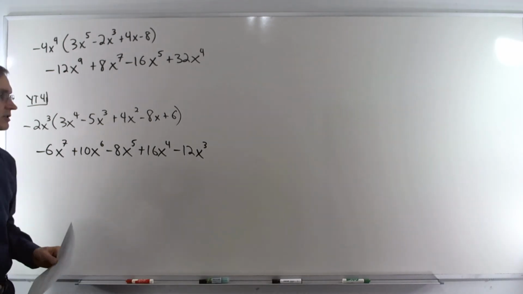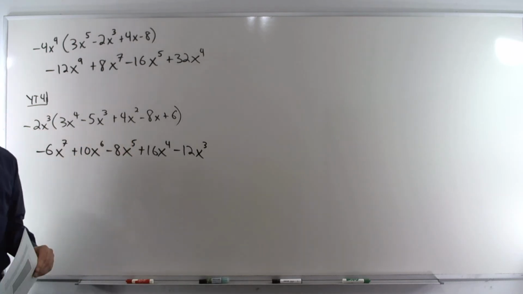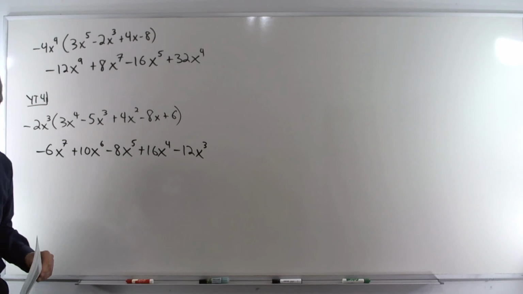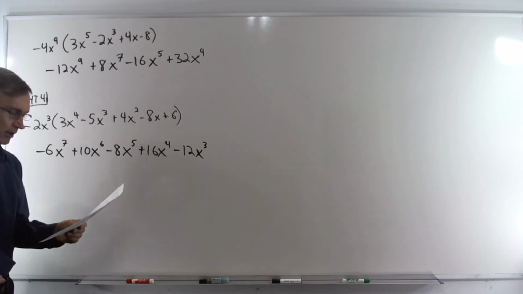So that's about all there is to multiplying monomials by polynomials. It's just distribution. Keep in mind your properties of exponents. Always got to have those. Now we're going to multiply 2 polynomials.